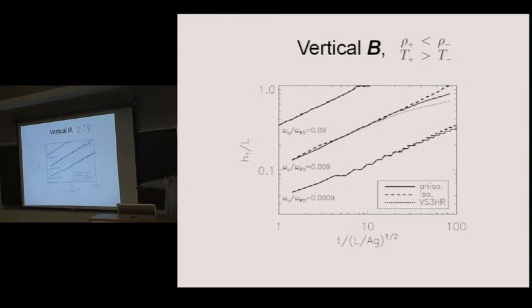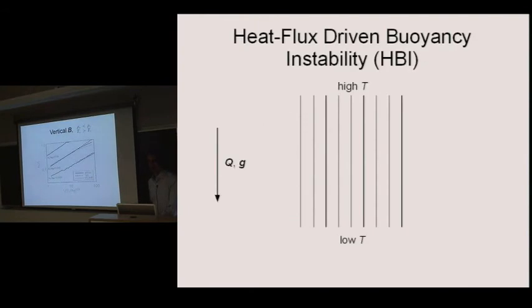Here I plotted the height as a function of time. The solid lines are for anisotropic conduction, and the dashed lines are isotropic conduction. So for isotropic conduction, the height just increases as square root of t. However, for anisotropic conduction, and this dotted line is for a higher resolution simulation, you actually see that the height increases less quickly, or more slowly, at later times. And this is due to this other instability that I alluded to before, the heat-flux-driven buoyancy instability, which I want to talk a little bit about right now.